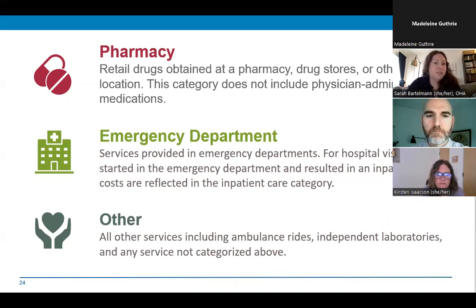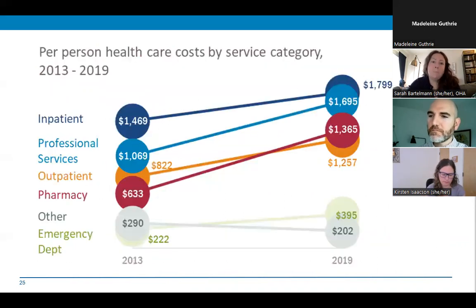Emergency department services, pretty much what it says on the tin. If a visit starts in the emergency department, but then results in that person being admitted to the hospital, all of those costs are reflected in the inpatient category. And then finally, other, that is everything else. So that includes medical transportation, like ambulance rides, laboratories, and anything else left over that didn't fit into one of those other categories. Okay, and back to Zachary.